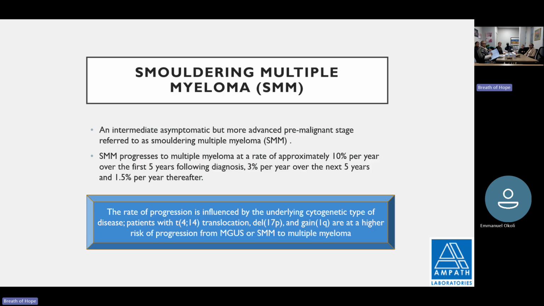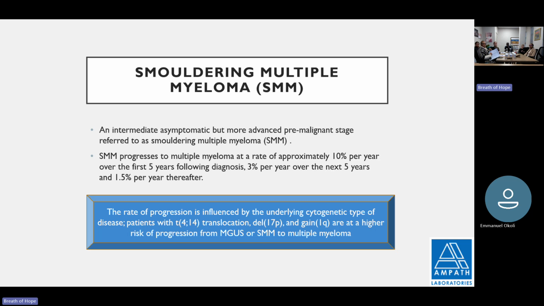Okay, so I'm quickly going to talk about the smoldering. As you know, when there's more than 10% plasma cells, these patients have a rate of progression to multiple myeloma of approximately 10% per year over the first 5 years of diagnosis. And thereafter, it will actually decrease to 3% in the next 5 years and 1.5% thereafter. So if you do have a smoldering multiple myeloma, it's best to monitor your patient before they've developed end organ damage.